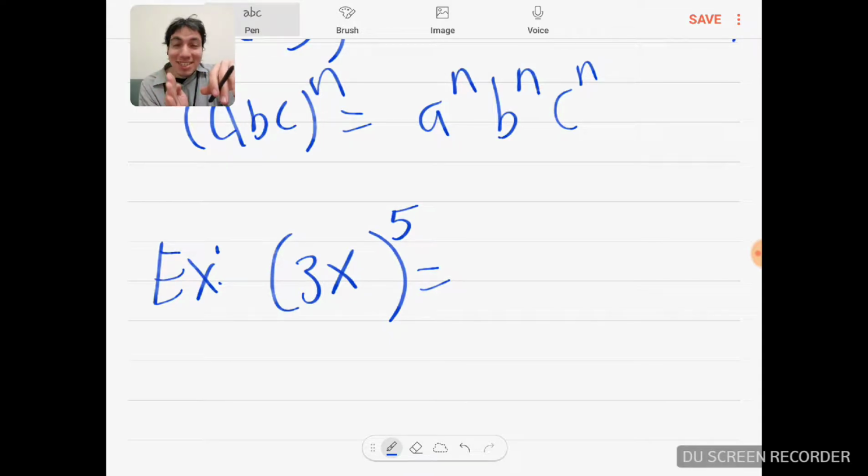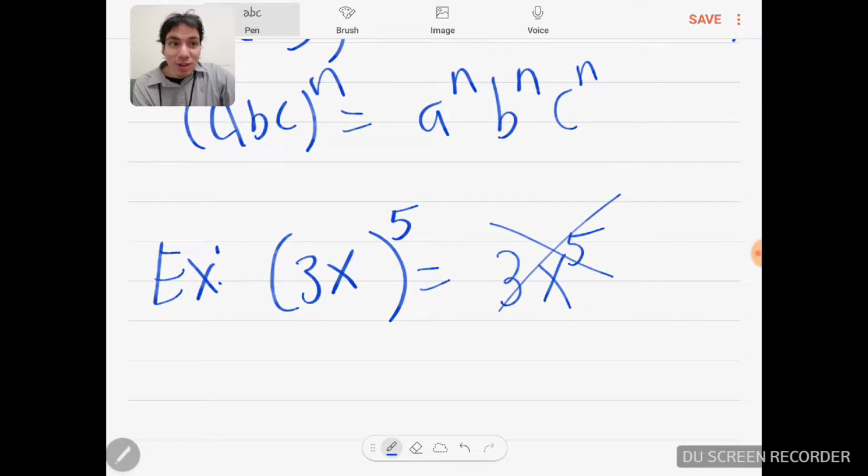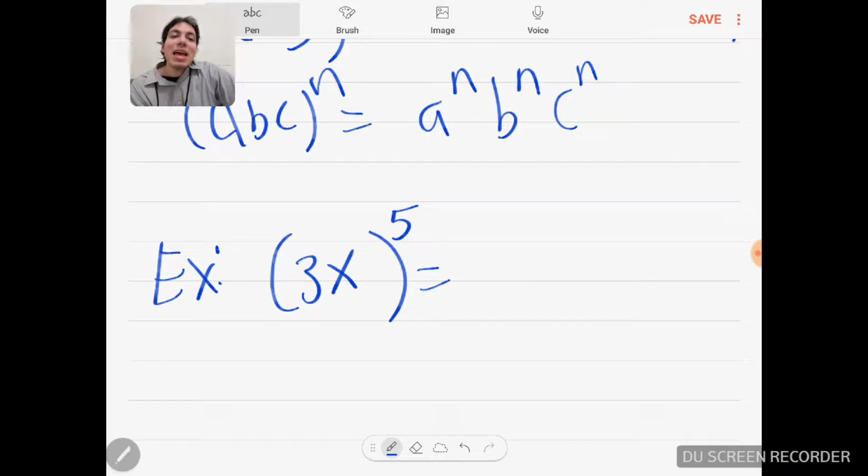Now, why do I say this? Because I say that so many times because I have so many students who will do this. They'll just say, oh, my answer is going to be 3x to the fifth. What are you forgetting? You're forgetting about the 3. The 3 is also being affected by the to the fifth power. So my answer to that would be wrong if you were to give me that as an answer. If that was one of your answers, then that's a no.